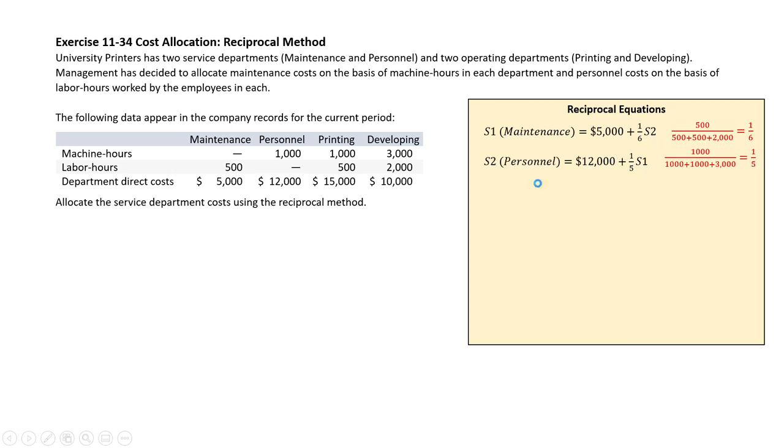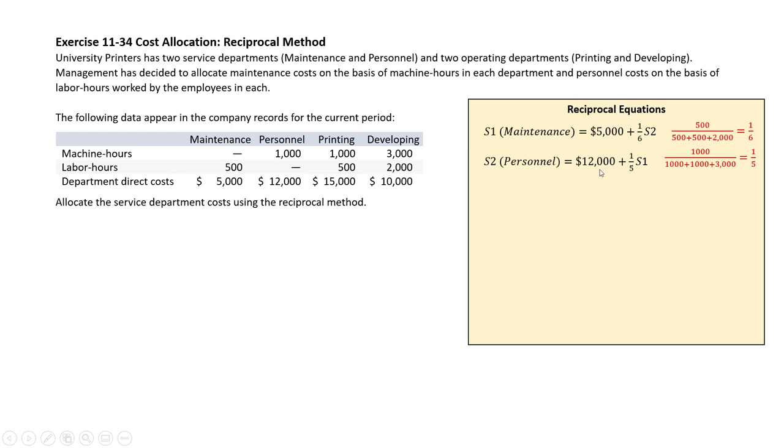Next, I built a formula for personnel. And again, I just called it S2, Service Department 2. And I said its direct costs are $12,000 plus a portion of S1, again, what I term maintenance. Where did I get 1/5? I took a look at the maintenance machine hours to personnel relative to everybody else. It's 1,000 divided by 1,000 plus 1,000 plus 3,000. That's 5,000 in total. So 1,000 divided by 5,000 is 1/5 of, again, the maintenance related costs.